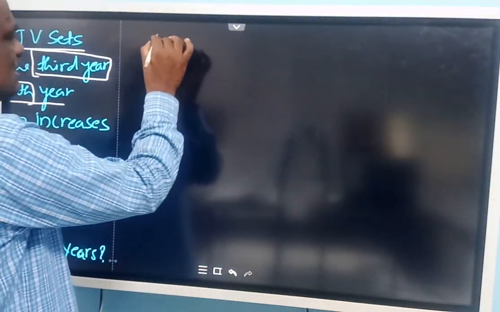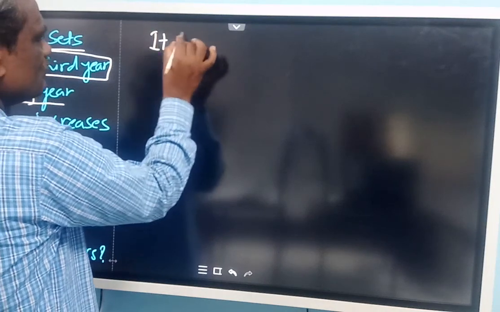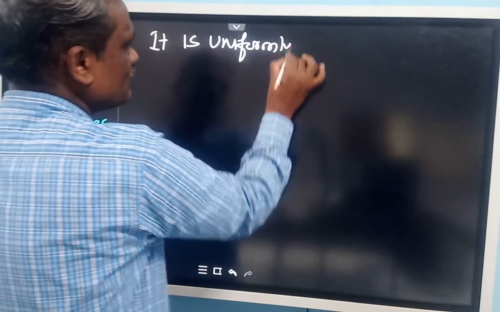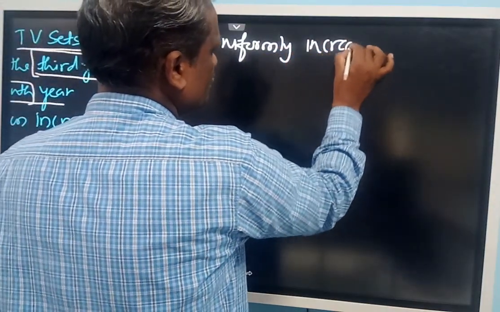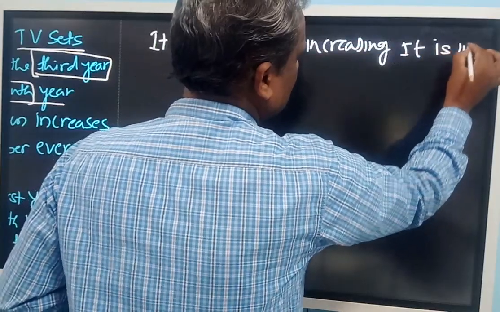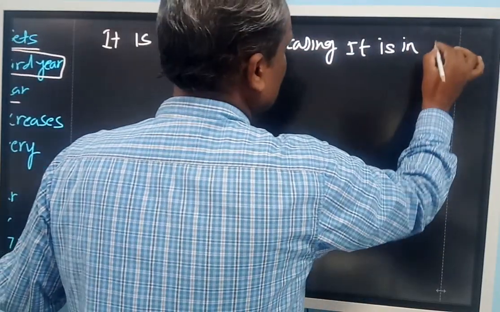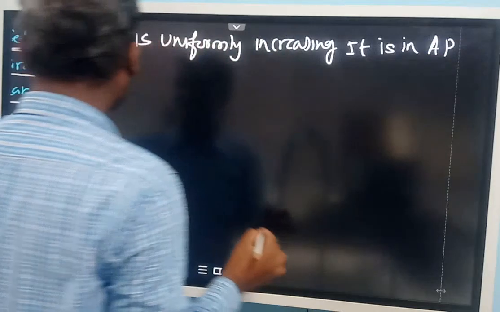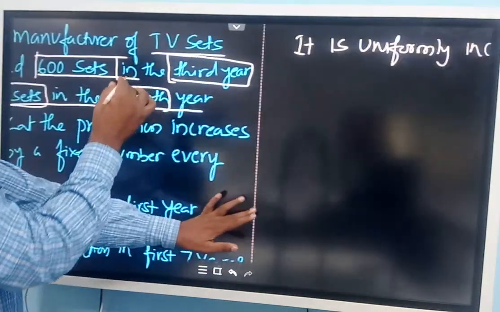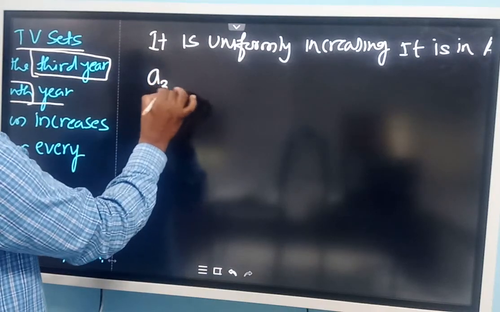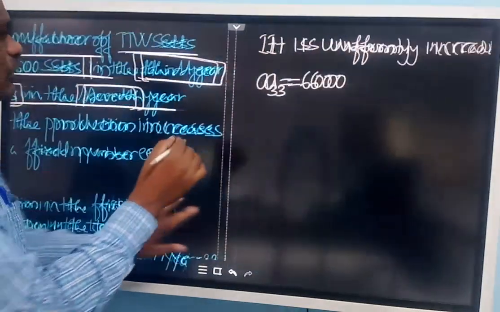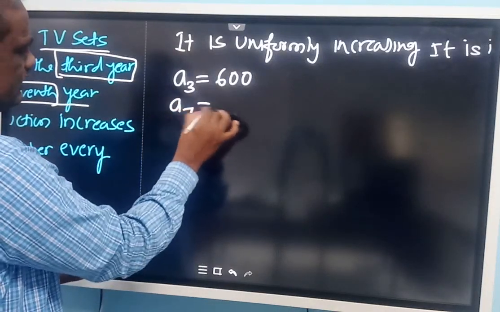As it is uniformly increasing by a fixed number, it must be in AP. Therefore you can take the third year production, so A3 is equal to 600. Then the 7th year production, A7, is 700.